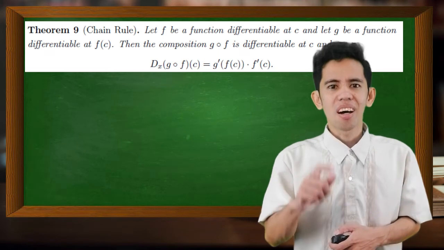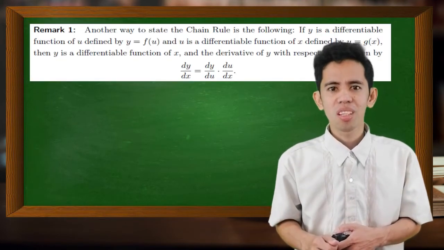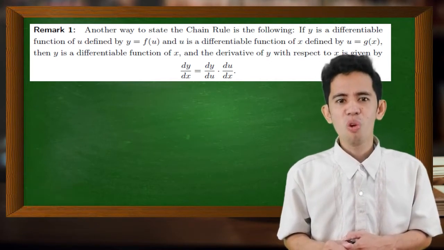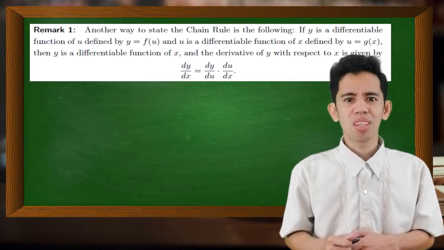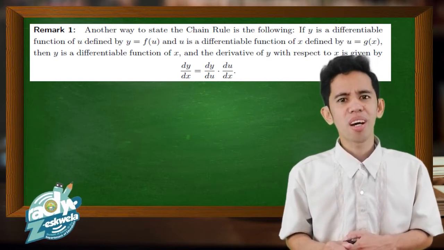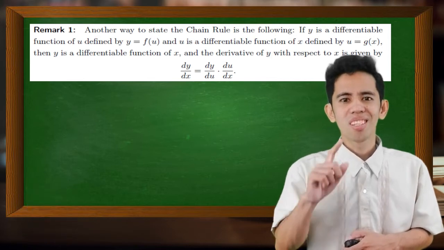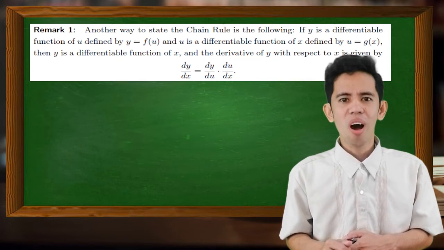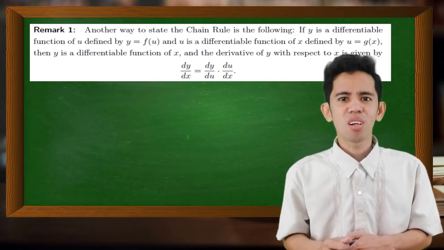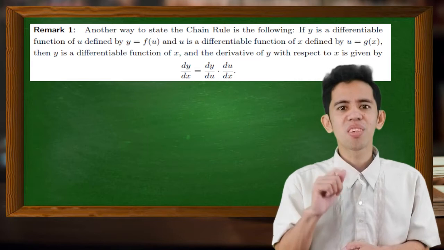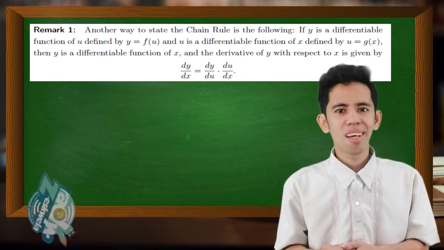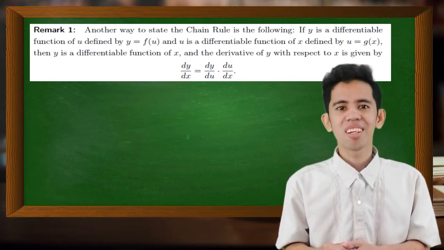Another way to state the chain rule: if y is a differentiable function of u defined by y is equal to f of u, and u is a differentiable function of x defined by u is equal to g of x, then y is a differentiable function of x, and the derivative of y with respect to x is given by dy over dx is equal to dy over du times du over dx.